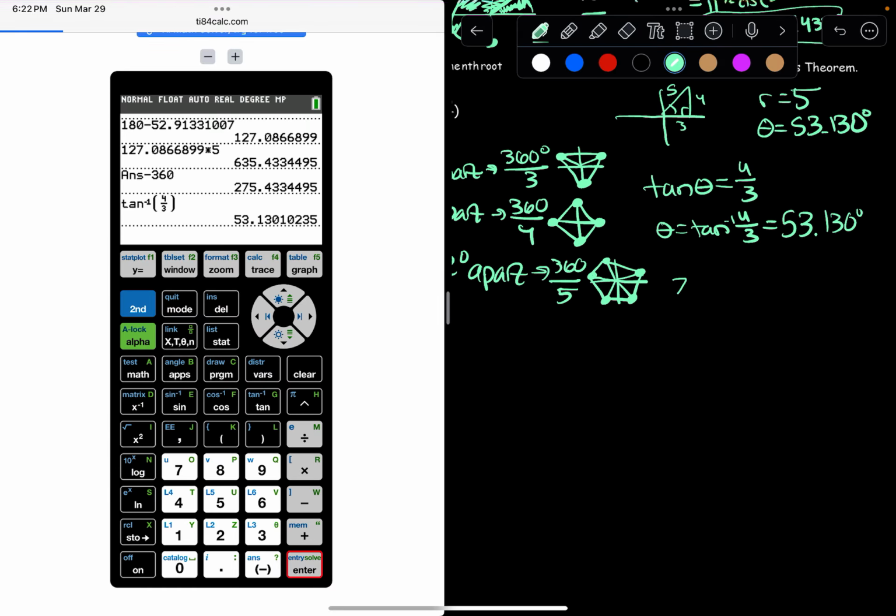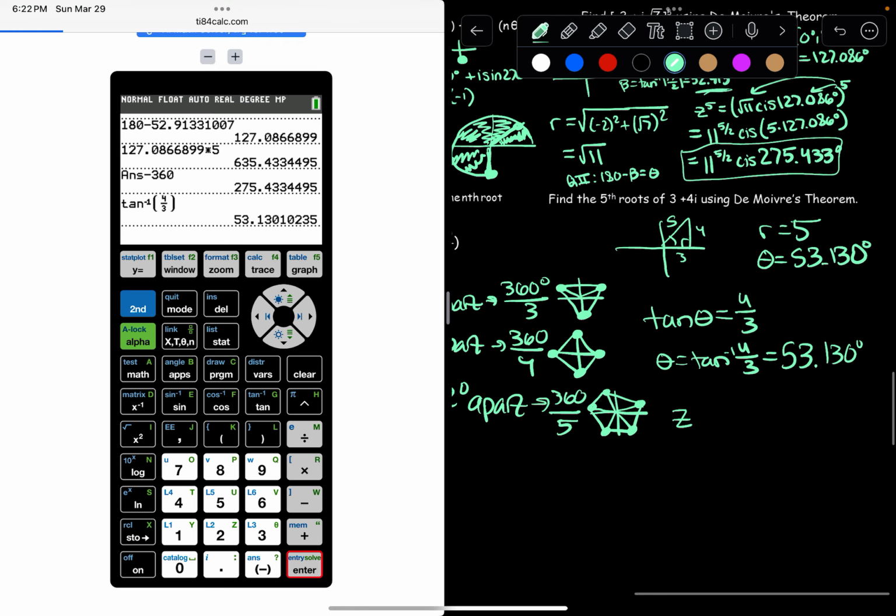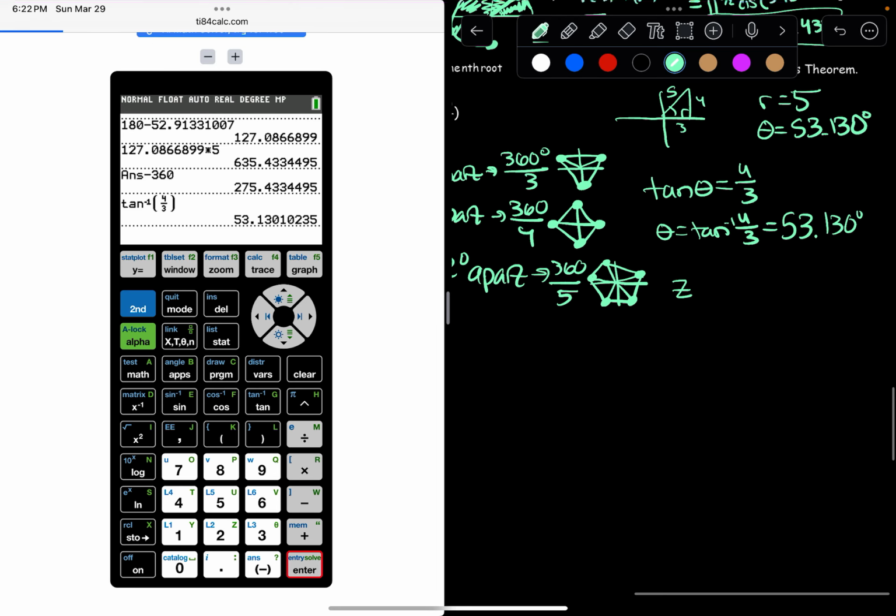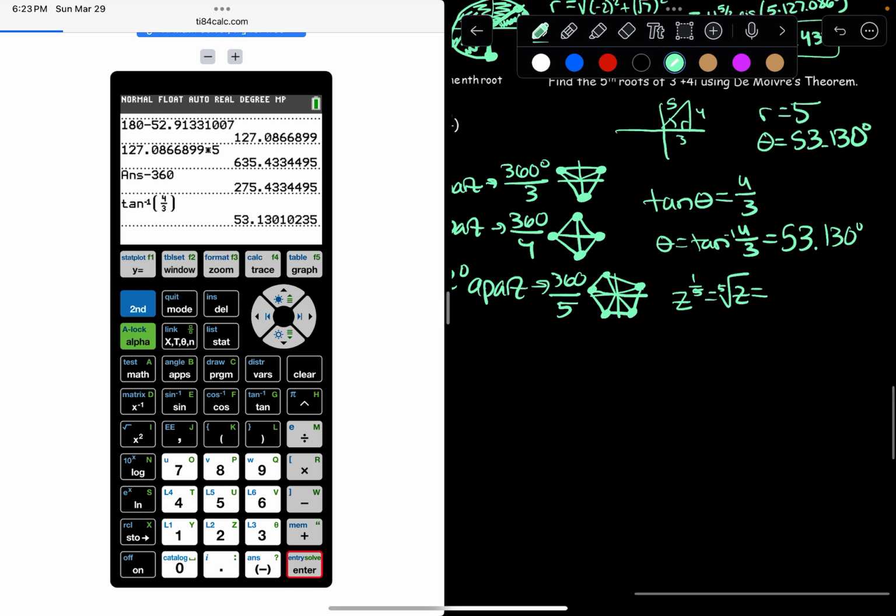So that means if we are raising this, it says find the 5th roots. We are raising this to the power of 1/5. Because we are taking the 5th root of our complex number, okay? So I'm going to rewrite my complex number. We have a radius of 5, and then our angle is 53.130, and this is all raised to the 5th.